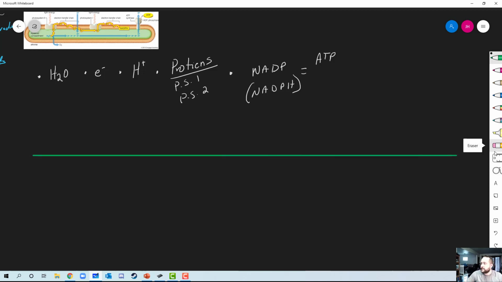Okay, remember, this will be the stroma side, and this is going to be the inner thylakoid membrane side. Okay, you're going to have to know which part of this reaction is happening on which side of this membrane.